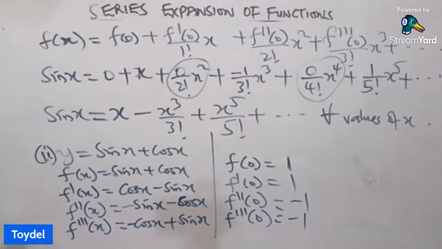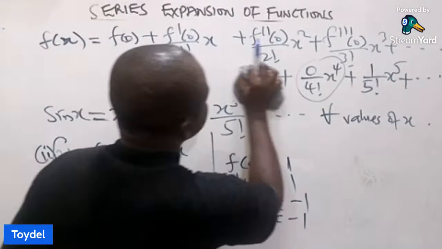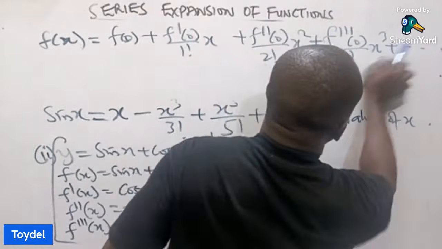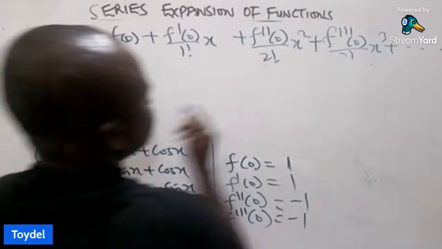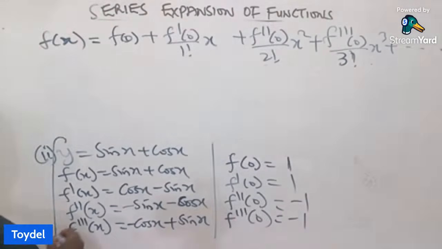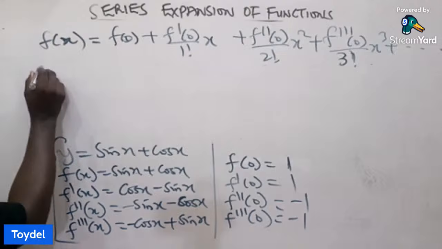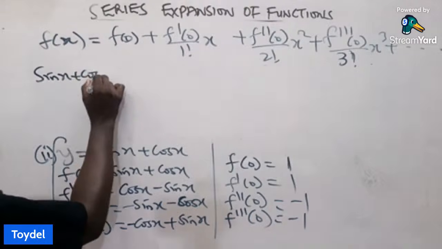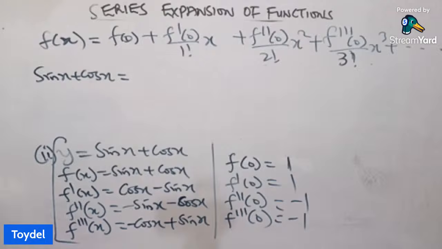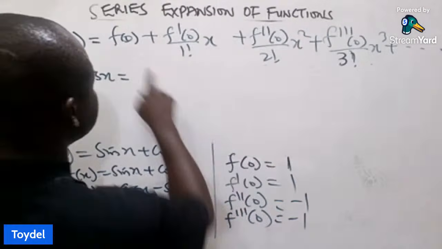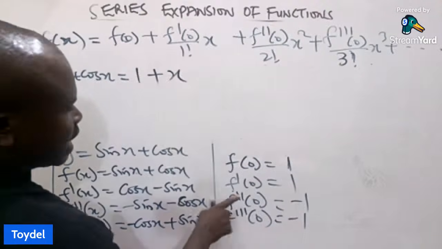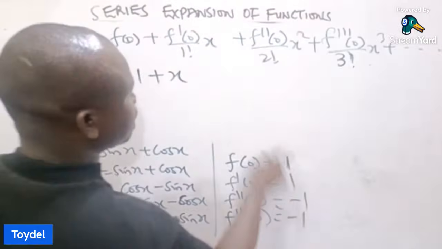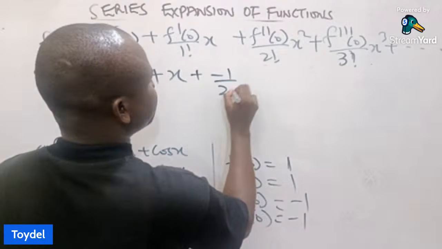So with this now, I can generate the Taylor series expansion. In this case, the Maclaurin series expansion of the function f of x, sine x plus cos x, is going to give us f of 0 is 1. So I'm going to have 1 plus f prime of 0, which is 1, times x here. Then f double prime of 0 is minus 1, so I'm going to have plus minus 1 over 2 factorial x squared here.